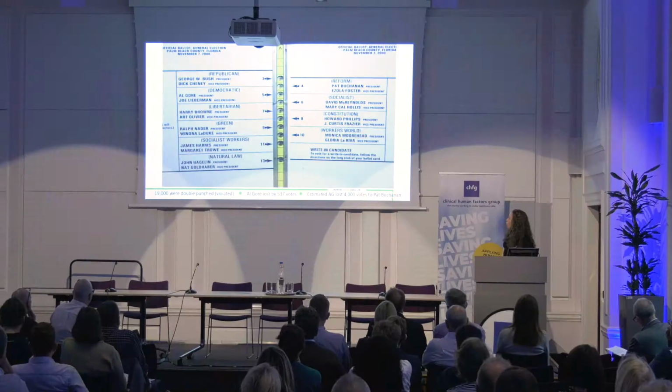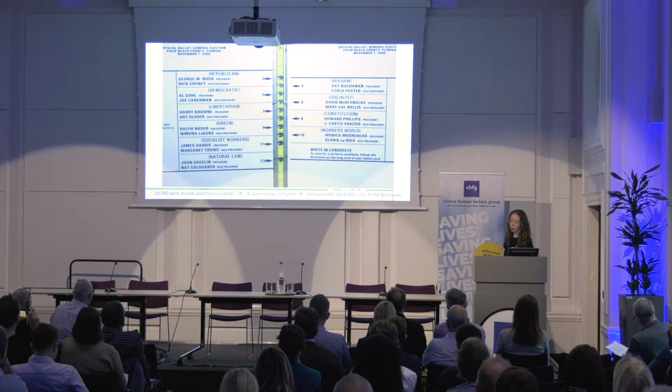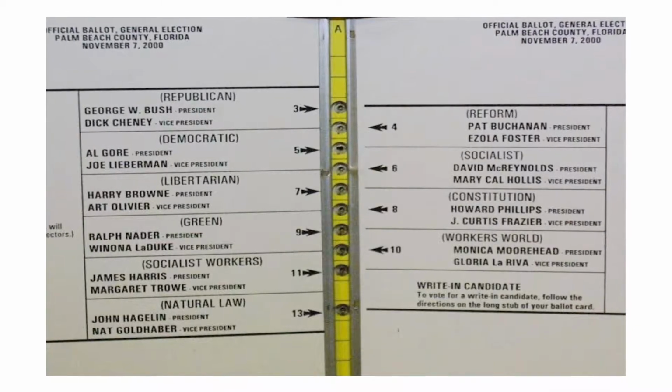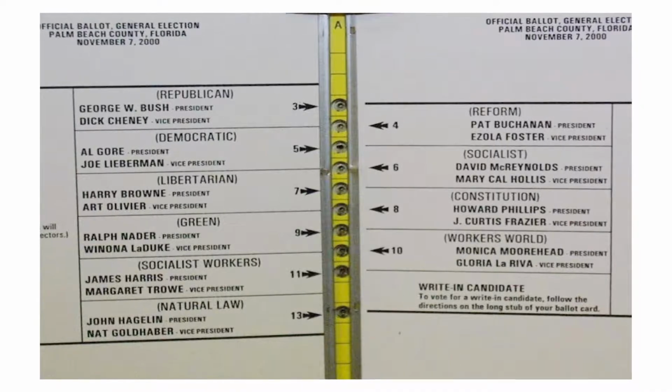So there's lots of examples of poor design, one being the ballot that was designed for the 2000 elections in the States. If we look at how it was designed, it's really confusing. If you want to vote for the second person down on the list, they're labeled number 5, and the button for them is the third button down.